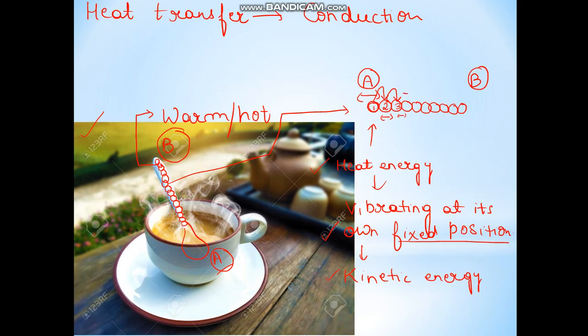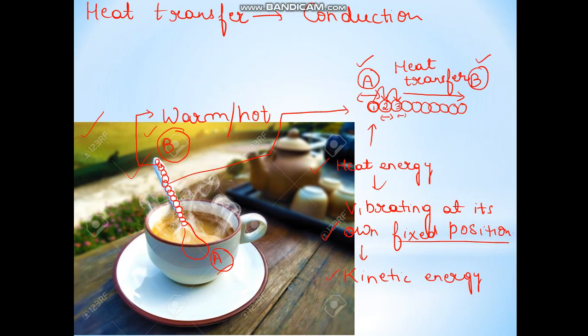The heat energy or the vibration will transfer from end A, which was in direct contact with the hot tea, to end B, which is the handle of the steel spoon. Like this the heat transfer will take place. This will be the direction of the heat transfer, from end A, which was in direct contact with the hot tea, to end B, which was the handle of the steel spoon. So this is how conduction is taking place.